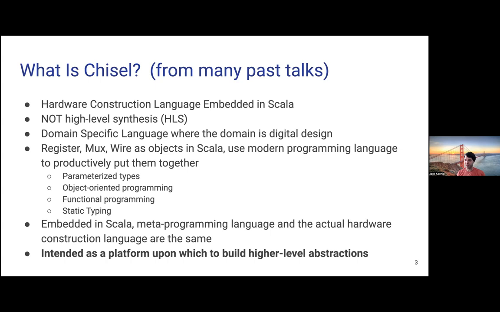Chisel is a domain-specific language where the domain is digital design. Notably, Verilog is also a domain-specific language where the domain is digital design, but this does distinguish Chisel from a general-purpose language like Java or C++. The way Chisel really works is you've got these constructs, registers, muxes, wires, they're objects in Scala, and you use a modern programming language to assemble them together. What we like about Scala is that it has parameterized types, object-oriented programming, functional programming, and static typing. These are all features that are common in modern programming languages, but are less common in a language like Verilog.